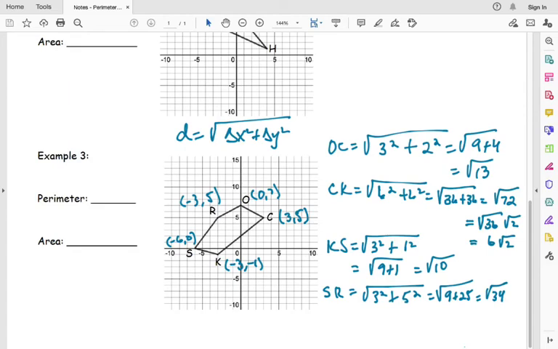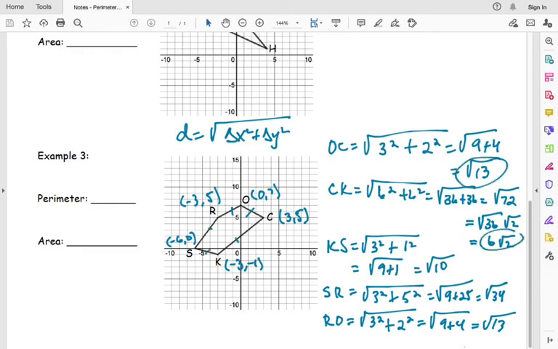All right, and then we'll go from R to O. So R goes from -3 to 0 for the x's, so a distance of 3. It goes from 5 to 7 for the y's, so a distance of 2. So that's going to be 9 plus 4, which is the square root of 13. All right, so we've got 5 sides, and we've got these 5 sides found. So we just need to add those 5 together to get the perimeter.